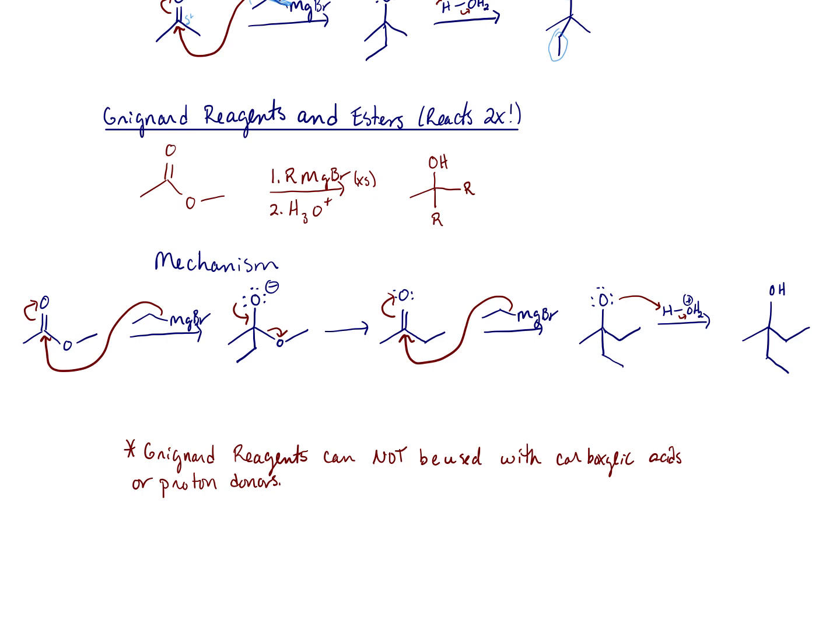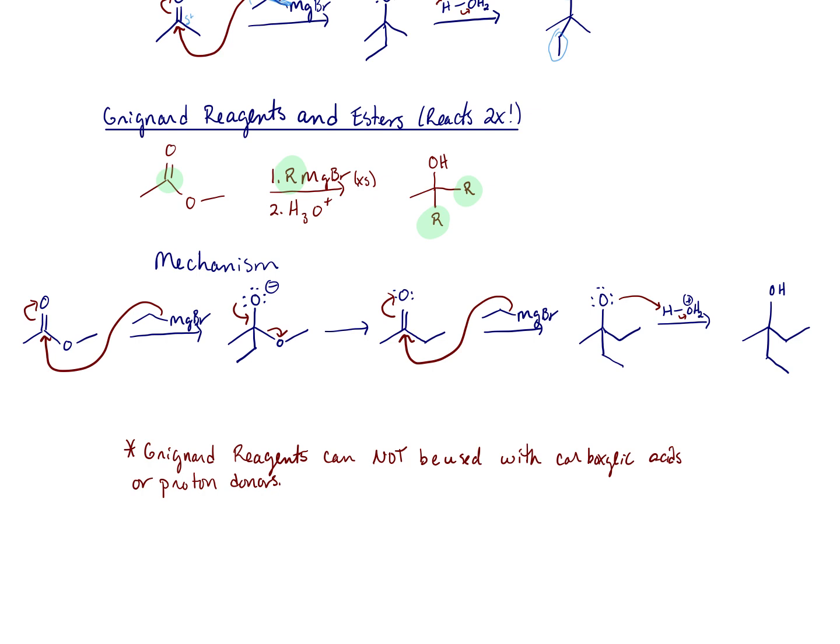Okay, next we move on to Grignard reagents with esters. These are very similar to what we just saw. The difference is that they work twice. So if we start with an ester, we get the R group that is there twice on that same carbon that is involved in the ester right there.